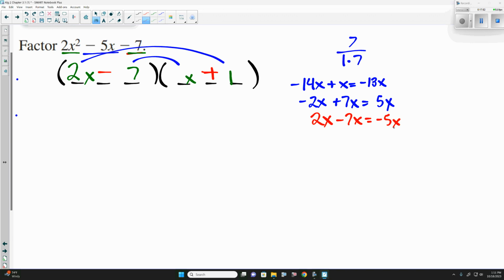Now the only time we would have to do this switching the signs is if we have one positive and one negative. We do have those opposite signs. If the signs are the same, we're not going to have that come into play because it should still match up.